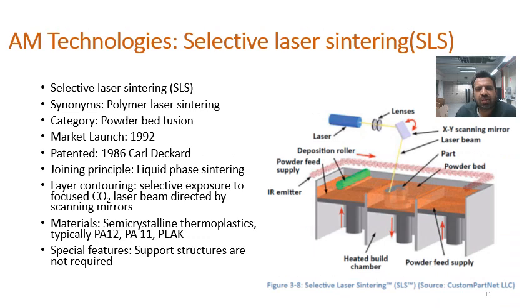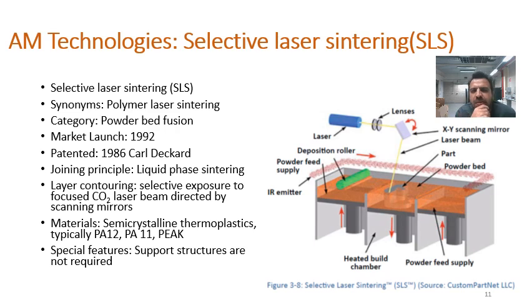Selective laser sintering, also known as polymer laser sintering, is a powder bed fusion based process. It was launched in 1992 and was patented earlier in 1986 by Carl Deckard. Parts in selective laser sintering are produced by liquid phase sintering, which is achieved by local heating of polymer powder by a CO2 laser beam.